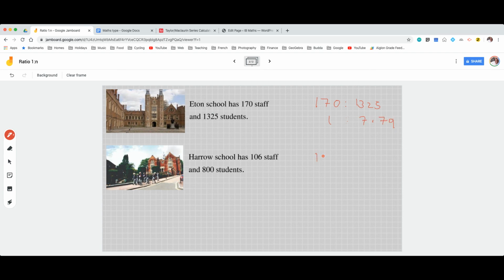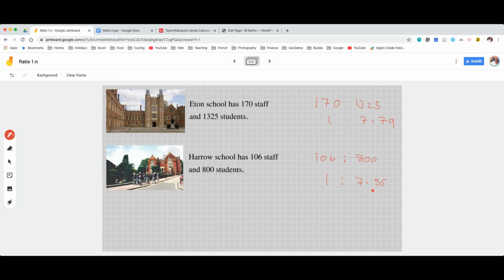And for Harrow, 106 staff, I think this is the secondary school, and 800 students. So I'm going to divide 800 by 106. So I divide this one by 106 as well. So I've got 1 member here, and I've already done this one. It's 7.55.